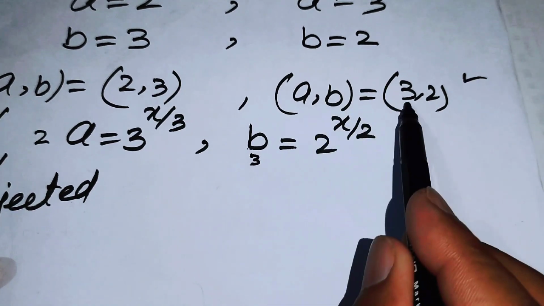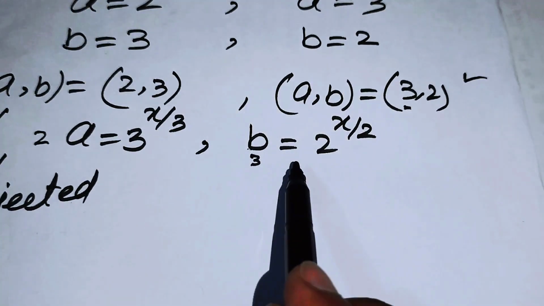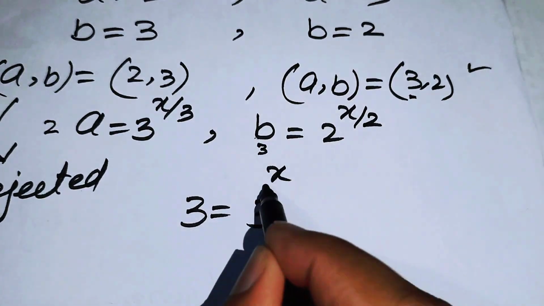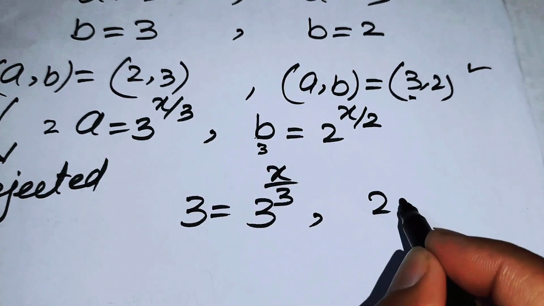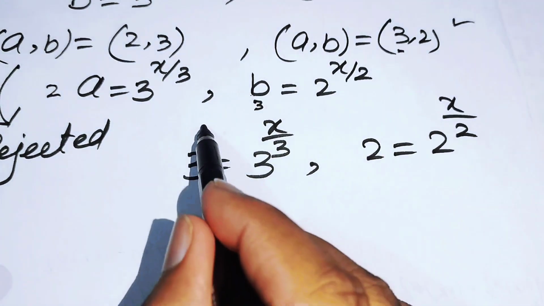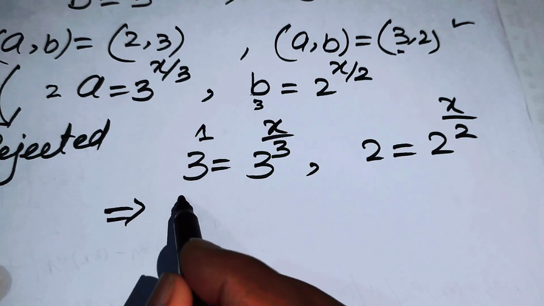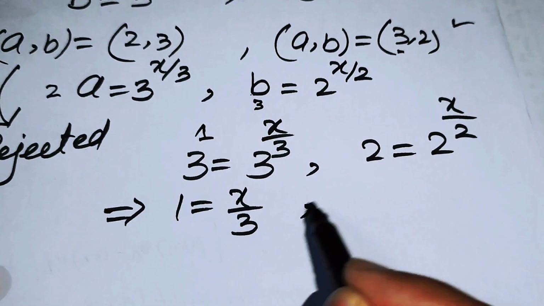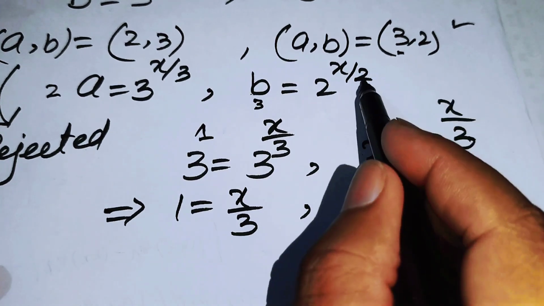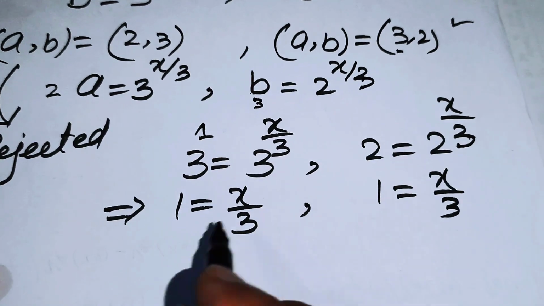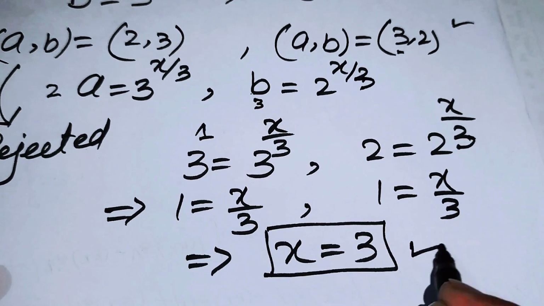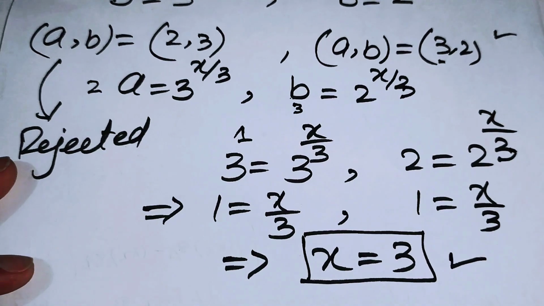Here we put a is equal to 3 and b is equal to 2 in these two equations, so we get 3 is equal to 3 to the power of x over 3, and in this case 2 is equal to 2 to the power of x over 2. Comparing both sides, you get 1 is equal to x over 3, and in this case you also get 1 is equal to x over 3. So in both cases you get the value of x is 3. This is our final answer of this question.